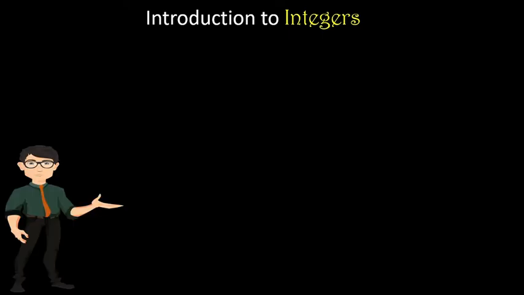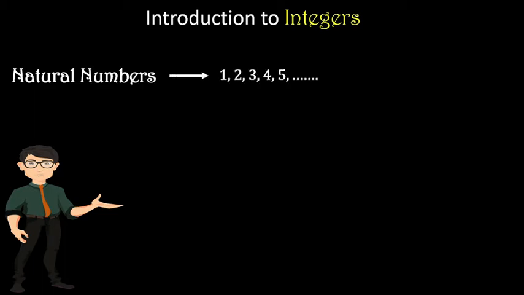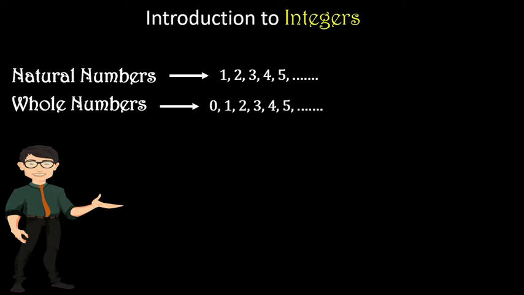Since childhood, we had already studied about many numbers like natural number and whole number and many more. If I'll ask you what is natural number, you will simply say, sir, a counting number is known as a natural number which starts from 1 and goes to infinity. Similarly, if I'll ask you what is whole number, you will simply say, sir, please add 0 in natural number. That set of number will become whole number.